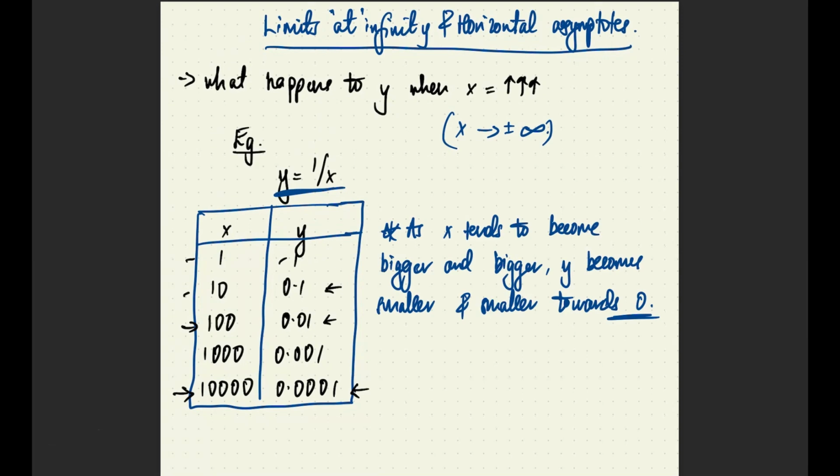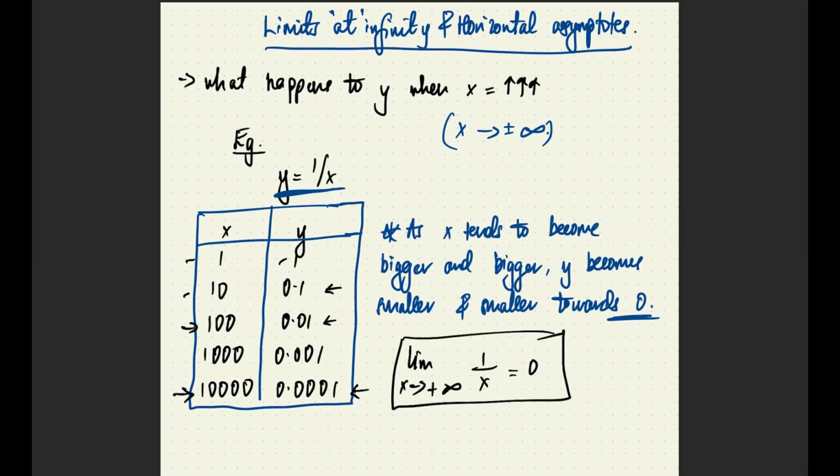In other terms, using the simple concept of limits, which we've discussed so far, we could say that the limit as x approaches positive infinity, because x is becoming bigger and bigger in the positive direction, of 1 over x is equal to what? As x becomes bigger and bigger in the positive direction, y tends to approach what number? In this case, it's approaching 0. Therefore this limit is equal to 0.